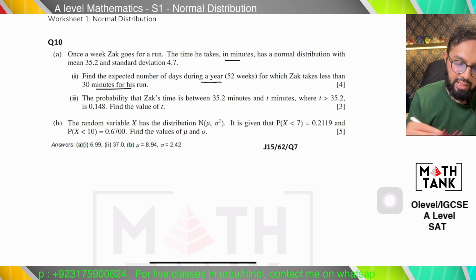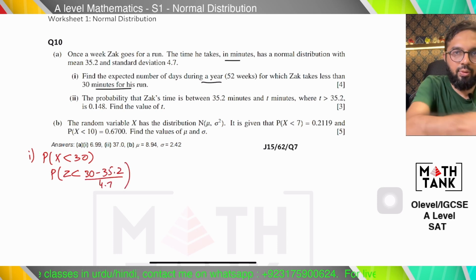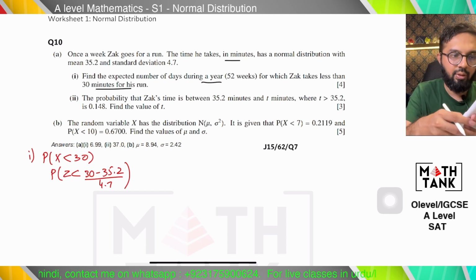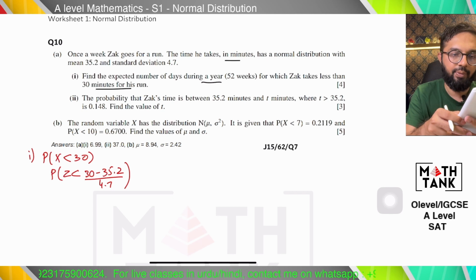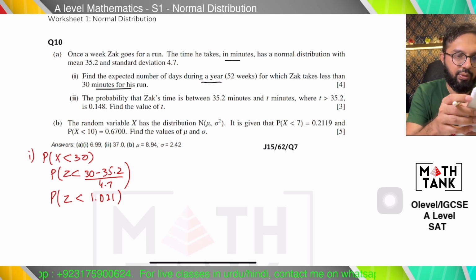Okay, so I want to calculate first the probability of less than 30 minutes, and then I want to calculate an expectation, and I'm going to look at that in a bit. So z less than 30 minus 35.2 divided by 4.7. Let's not make any calculation errors this time. 30 minus 35.2 divided by 4.7. I am getting probability of z less than 1.021, minus 1.021.